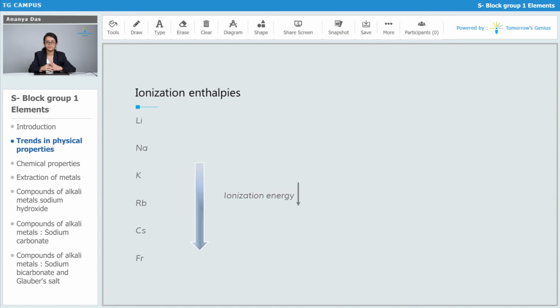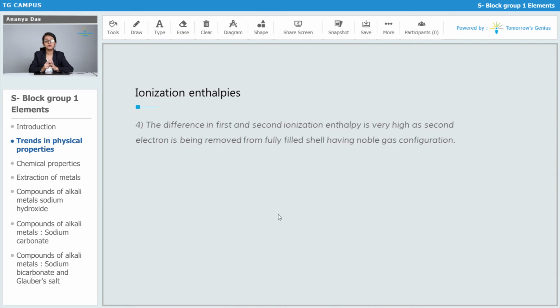Now, in alkali metals, the difference between the first ionization enthalpy and the second ionization enthalpy is very high, because when you are knocking the first electron out, you are doing it to make a stable electronic arrangement, that is we are doing it to get an octet of electrons, but the second electron has to be knocked out from a complete octet, which is more difficult.